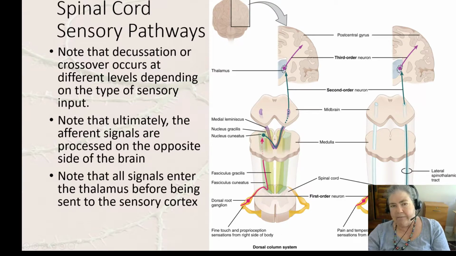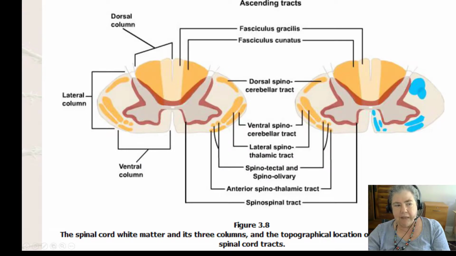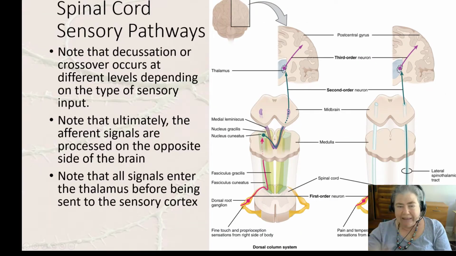Okay, do remember that we have these three sensory neurons. The first order neuron is in the dorsal root ganglia. The second order neuron is either in the spinal cord or in the brainstem. The third order neuron is always in the thalamus. All of these signals are relayed to a neuron in the thalamus, which sends projections to the somatosensory cortex in the postcentral gyrus, just immediately posterior to the central sulcus.